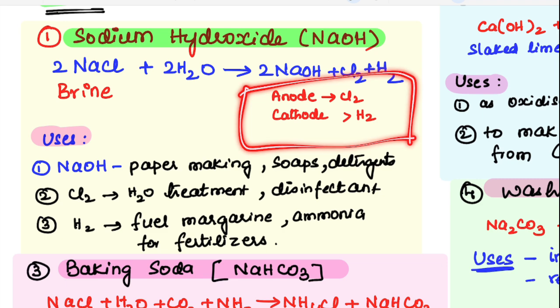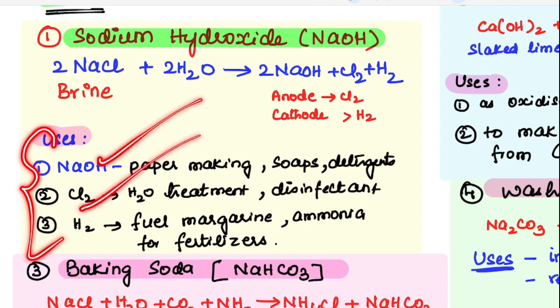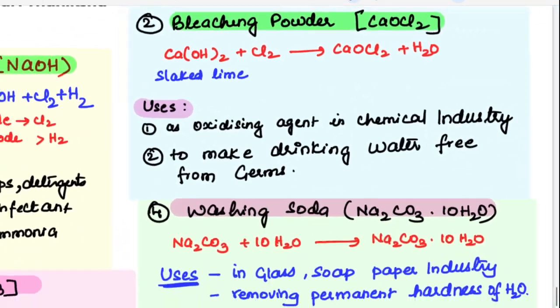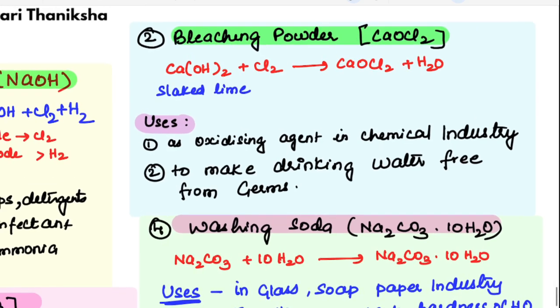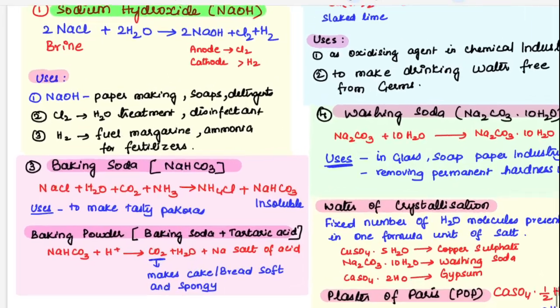So you should know where they are liberated, at the cathode and anode. So at the anode you can see chlorine gas is liberated, and at the cathode you can see hydrogen gas will be liberated. So learn the use of sodium hydroxide, chlorine and hydrogen. So second, bleaching powder. So bleaching powder is calcium oxychloride. So take slaked lime and pass chlorine gas. You can see calcium oxychloride is formed, and learn 2 uses of bleaching powder.